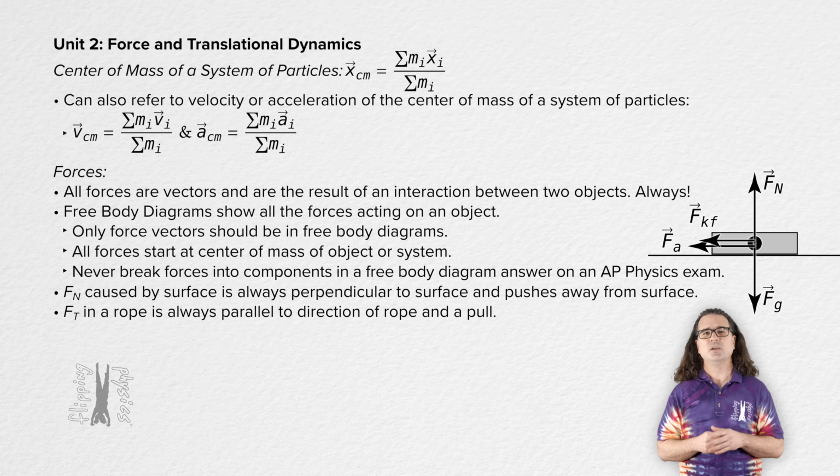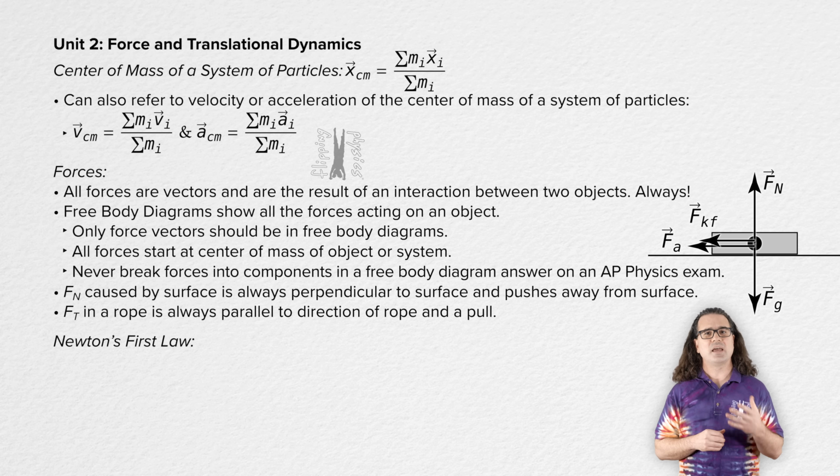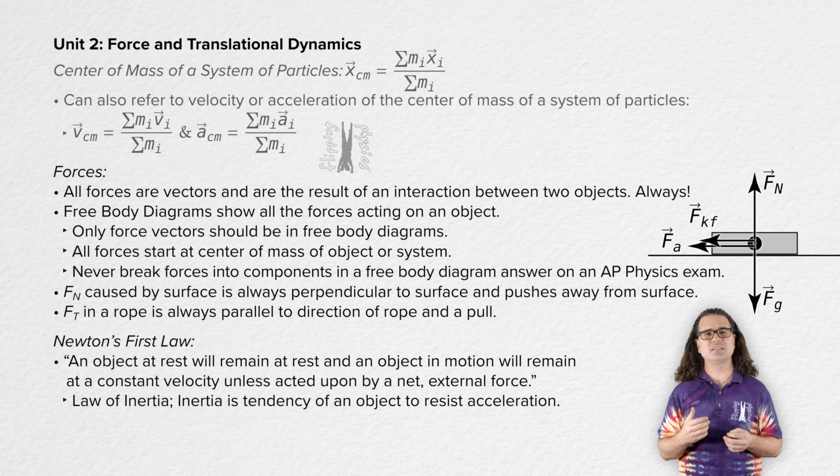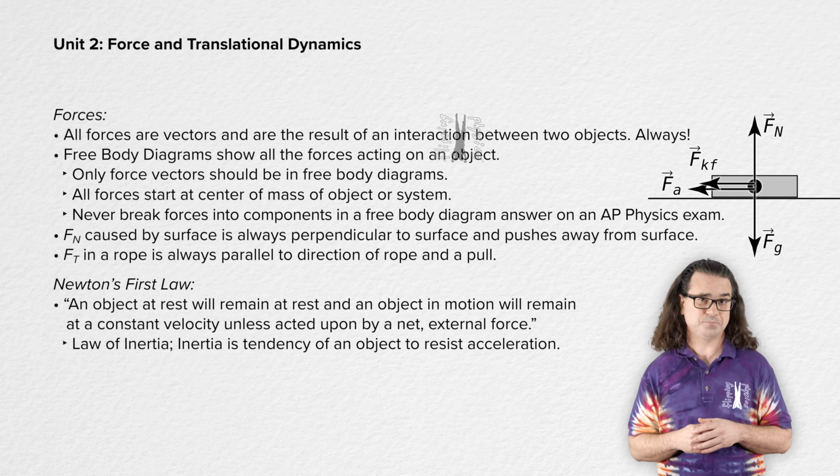Newton's first law states that an object at rest will remain at rest and an object in motion will remain at a constant velocity unless acted upon by a net external force. This is often called the law of inertia because inertia is the tendency of an object to resist acceleration.